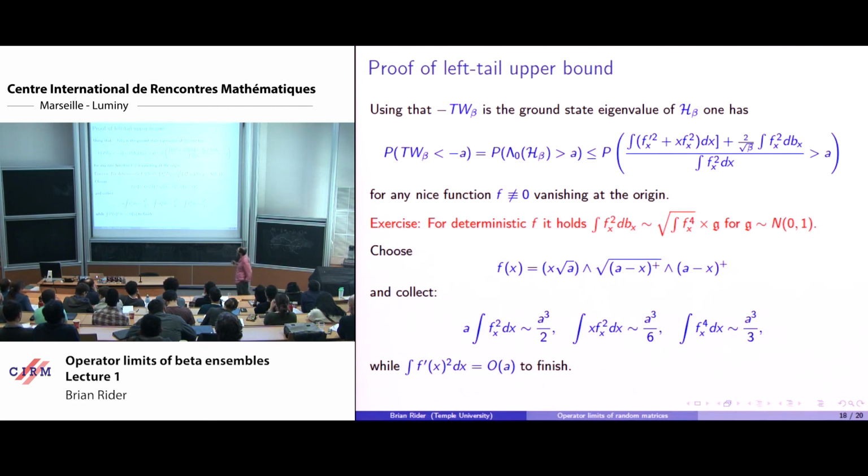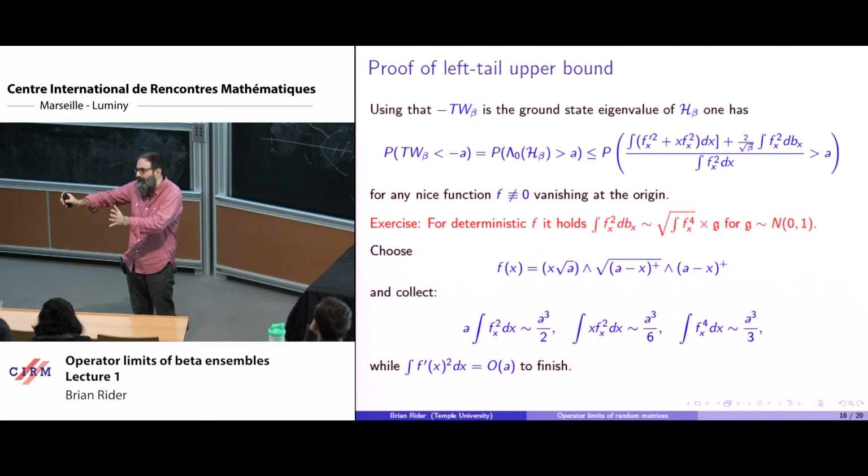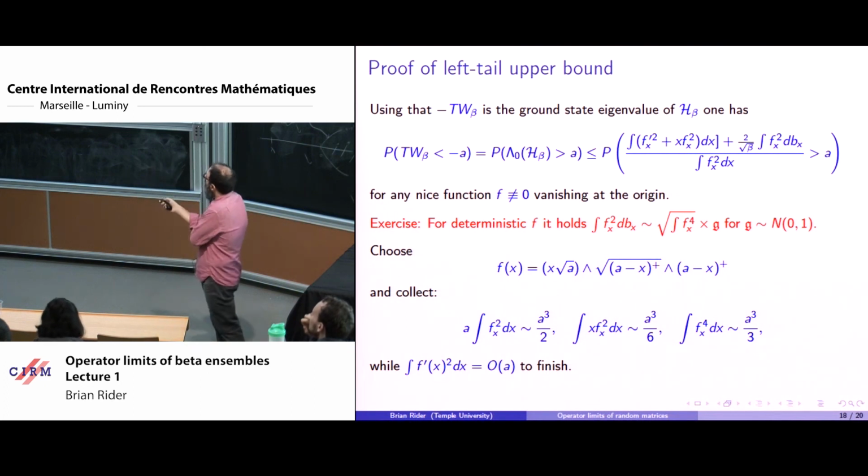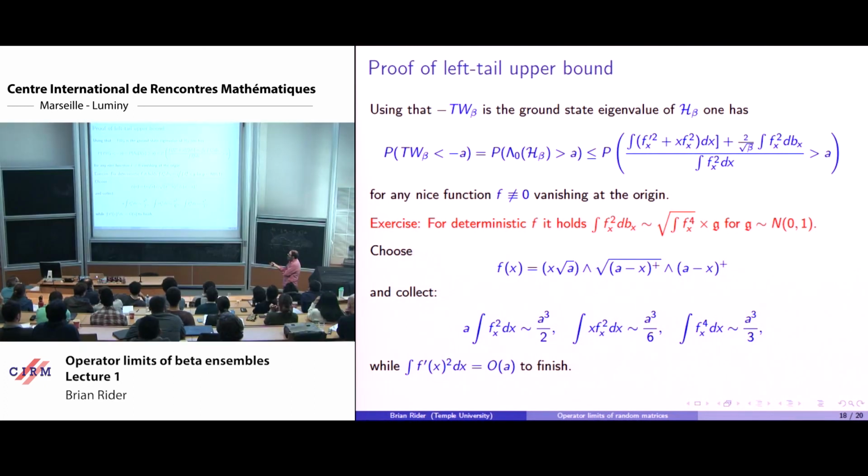If you play around with it, the intuition is that if you want a big ground state, the way to get it is for the potential to be flat someplace. If the potential is flat on a nice big fat set, the eigenfunction can just go live there and accumulate a lot of mass. So if you optimize the right thing, you find this function, the square root of a minus x. Very simple. And this other nonsense is just to fix it to be in the right space.